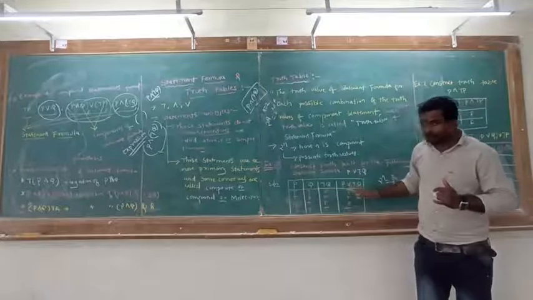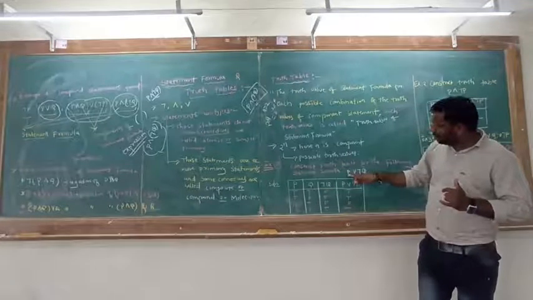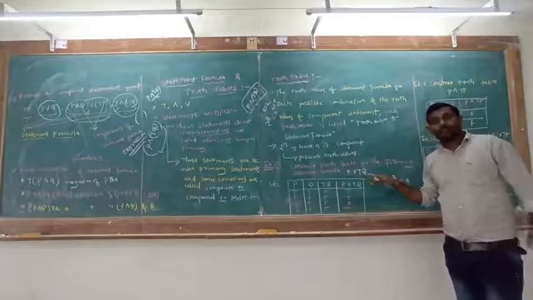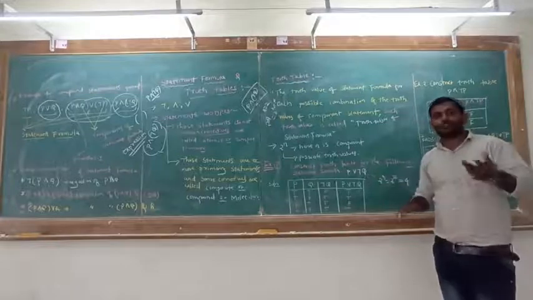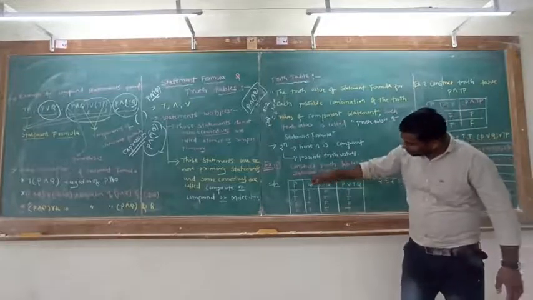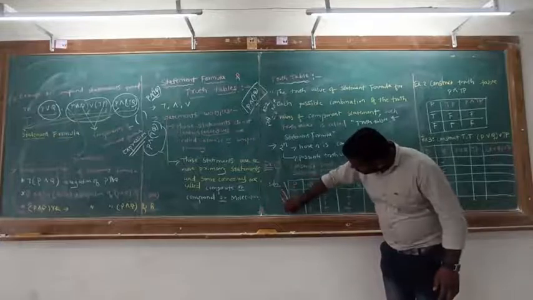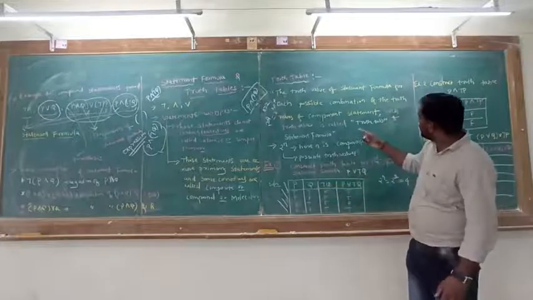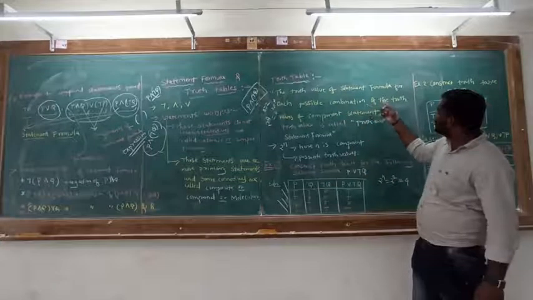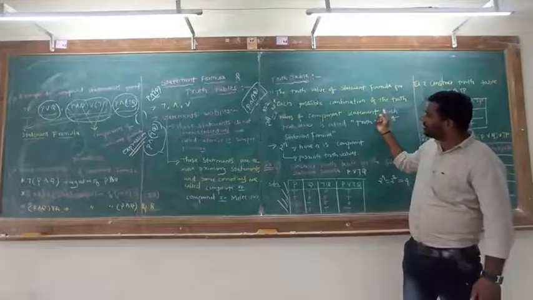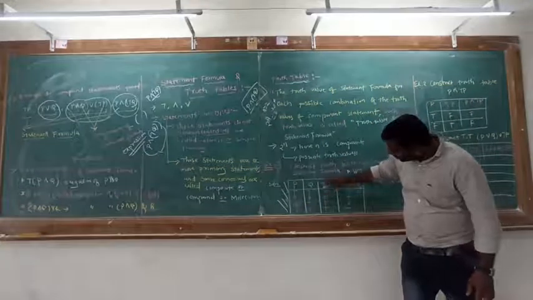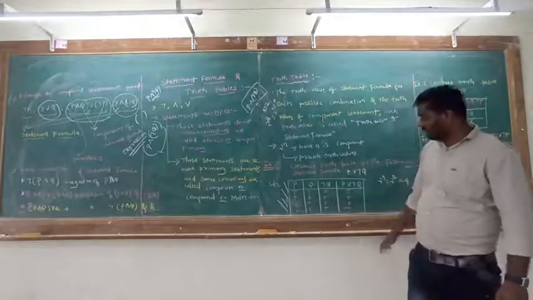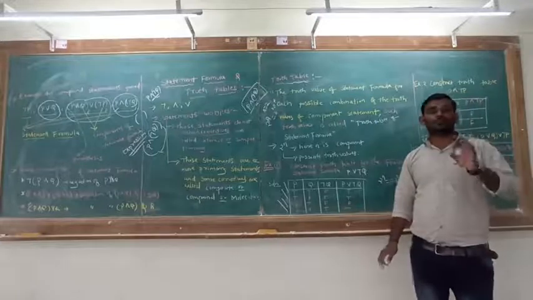Here the truth table will be there. What is the statement formula? P disjunction negation Q. There are two components, P and Q, and 2 raised to 2, that is 4, possible truth values. These truth values, the combination of truth values of the component statements, you can call the truth table.